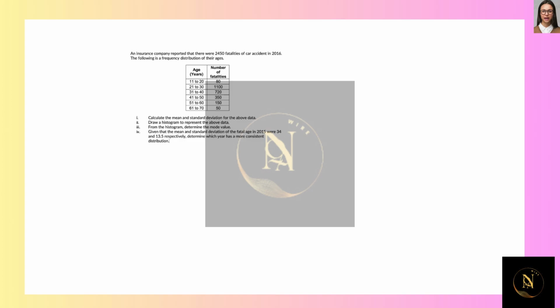Okay, so for this problem, it states that an insurance company reported that there were 2,450 fatalities of car accident in 2016. The following is a frequency distribution of their ages. So it wants you to calculate the mean and standard deviation of the data above.